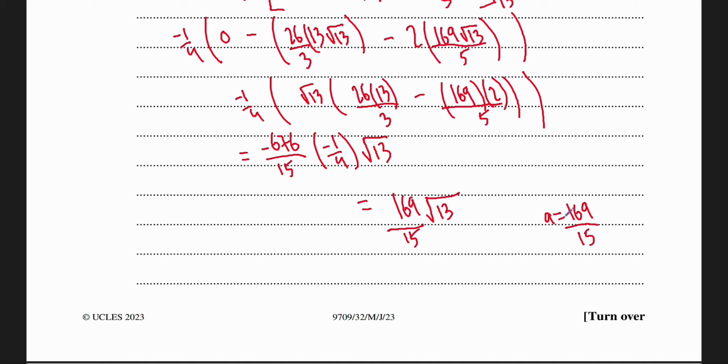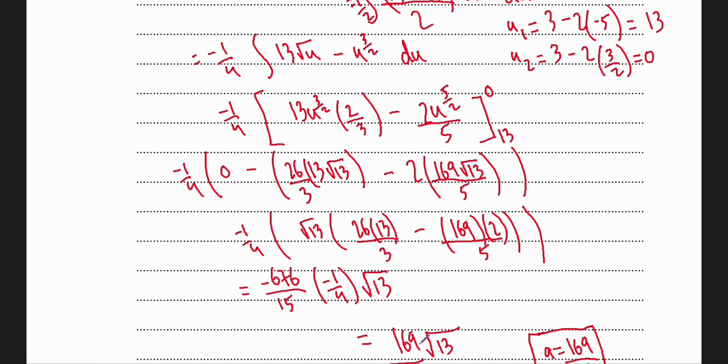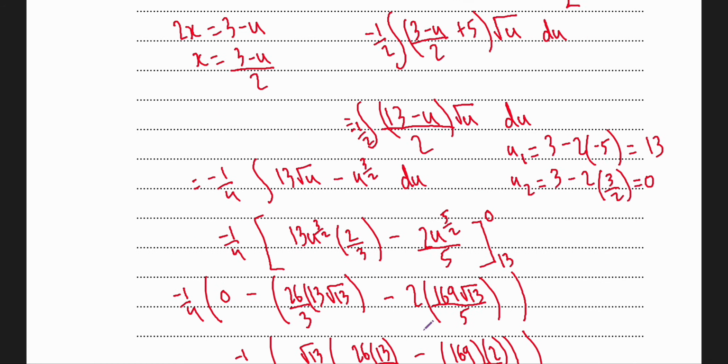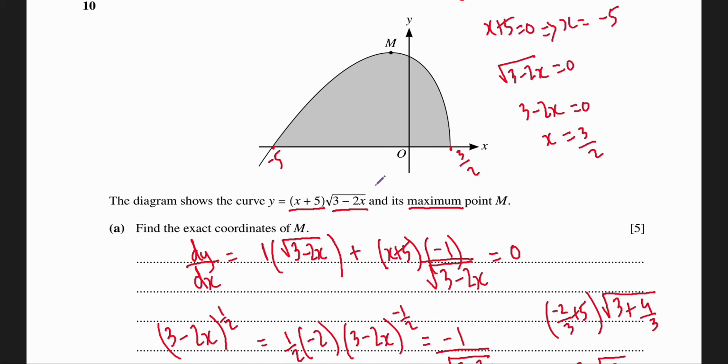But you don't have to specify it. You don't have to make this well known because it's already implied that you're giving it in the form a square root 13. So if you have the square root 13 there, then a is 169 over 15. But yeah, that's integration by substitution. Sorry, not by parts. By parts is the next video.